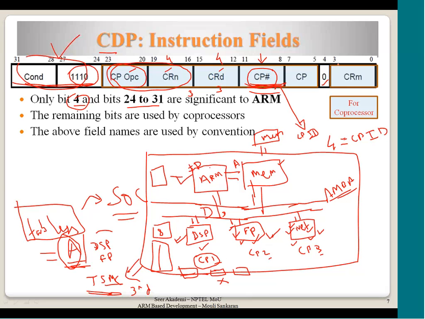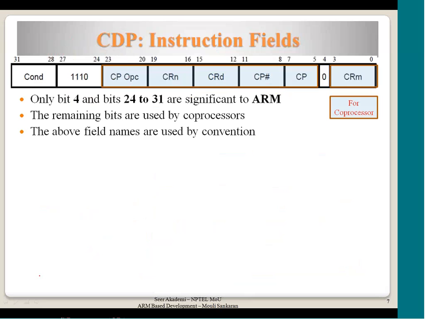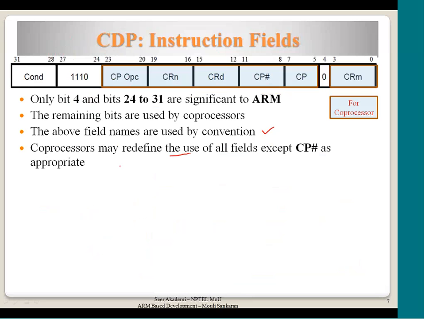So we cannot say whether they will combine this and this, or in whatever order they do, it doesn't matter. But this is recommended by ARM, the company, that you can have these parameters like this, but again it is left to the developer of the coprocessor. They need to be consistent with where they keep the CP IDs and how they interpret the conditional flags. So this is a convention. A coprocessor may redefine the use of all fields except this. That's what I explained to you now.